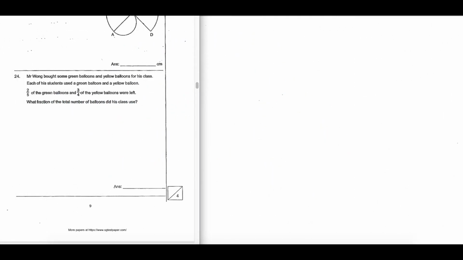Alright, for question 24, Mr. Wong bought some green balloons and yellow balloons for his class. Each of his students used a green balloon and a yellow balloon. So this second sentence just means that every student will be using 2 balloons, and one will be green and one will be yellow. So if I have 10 green balloons used, there will be 10 yellow balloons used.